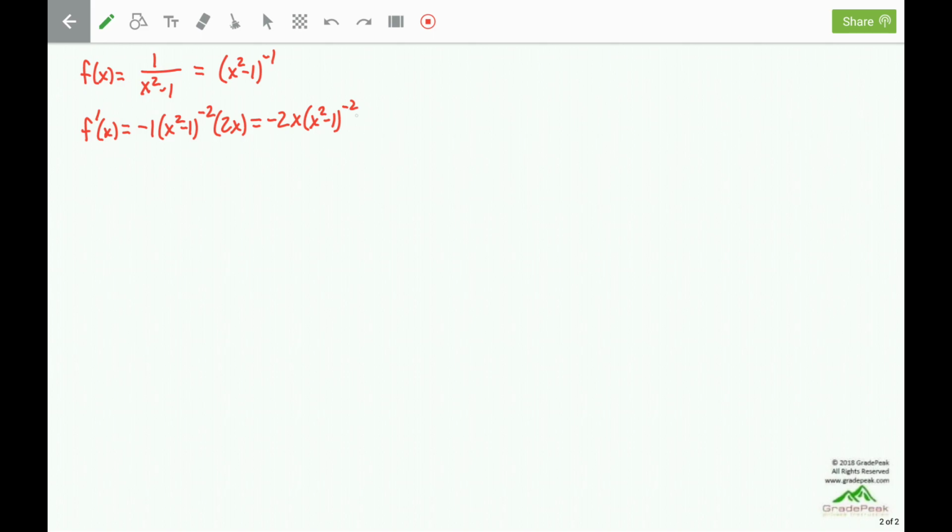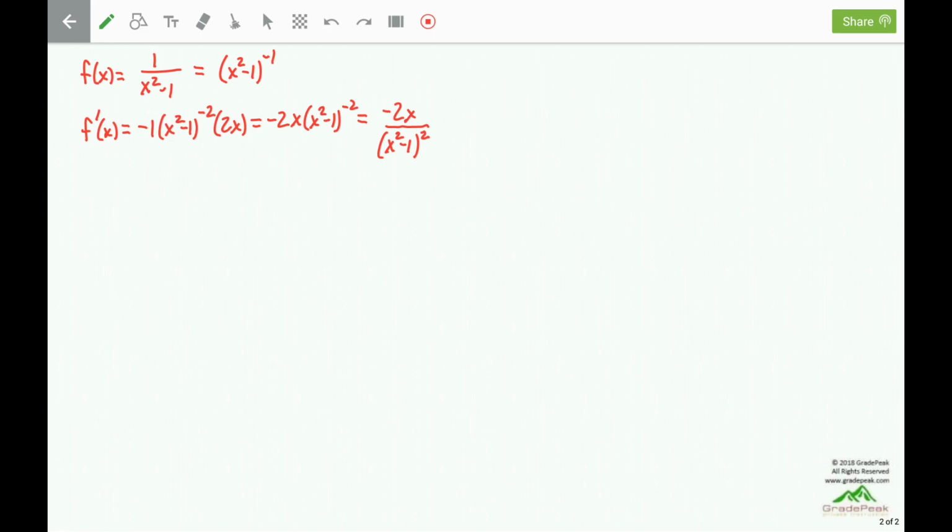We can move that negative power to the denominator to become a positive power. We do want all powers in the derivatives to be positive. So moving it to the denominator, it becomes x squared minus 1 quantity to the positive 2.